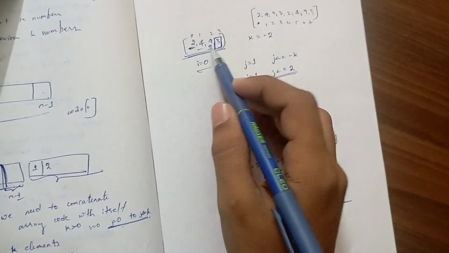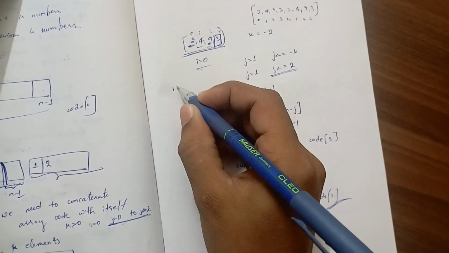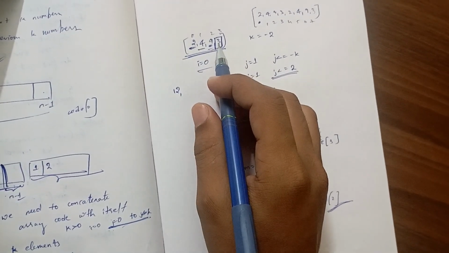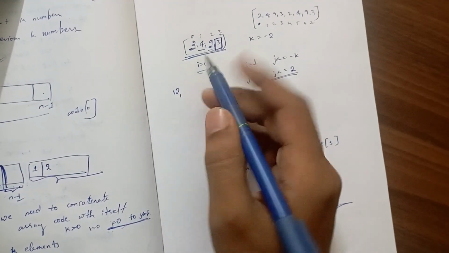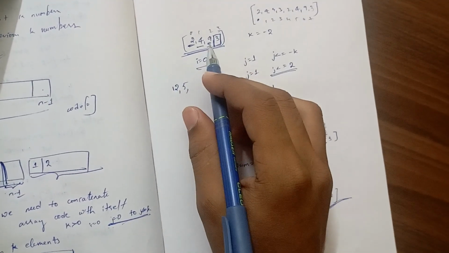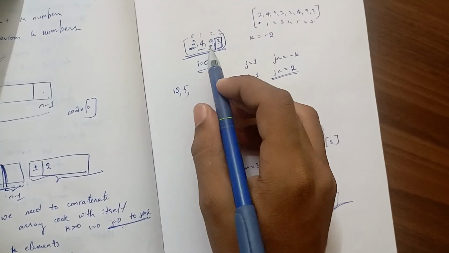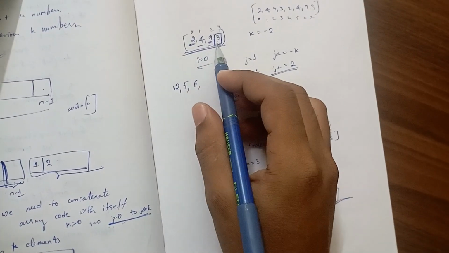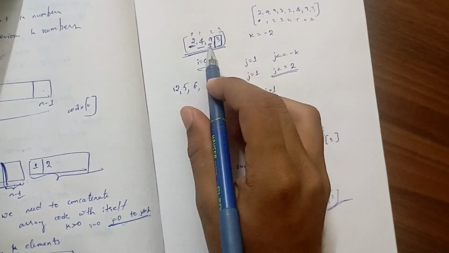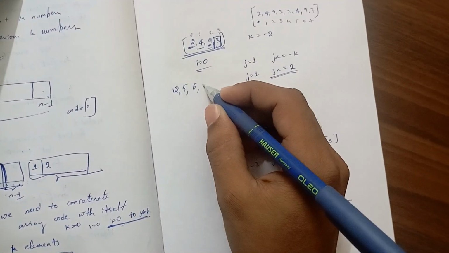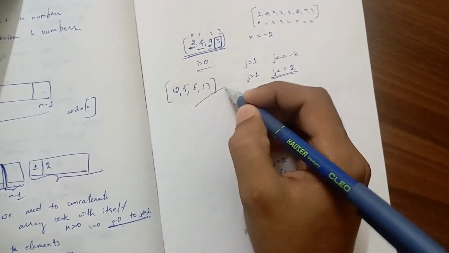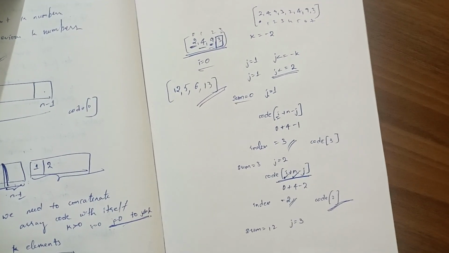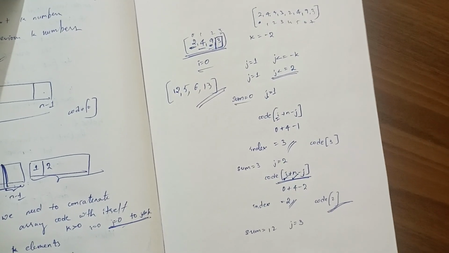So for 2, the previous two elements give the answer 12. For 4, the previous two elements are 3 and 2, that is 5. For 9, the previous two elements are 4 and 2, that is 6. For 3, the last index, the previous two elements are 9 and 4, so the answer will be 13. So this is the array we will be returning. Thank you, and you can find my submission or the code in the description.